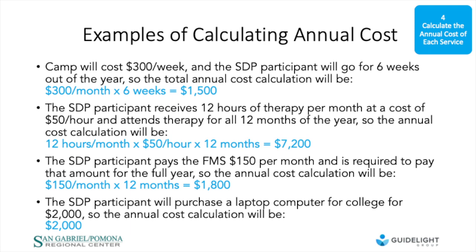Here's another one. The SDP participant pays the FMS $150 per month and is required to pay that amount for the full year. So the annual cost calculation will be $150 per month times 12 months equals $1,800. One last example. The SDP participant will purchase a laptop computer for college for $2,000. So the annual cost calculation will be $2,000.